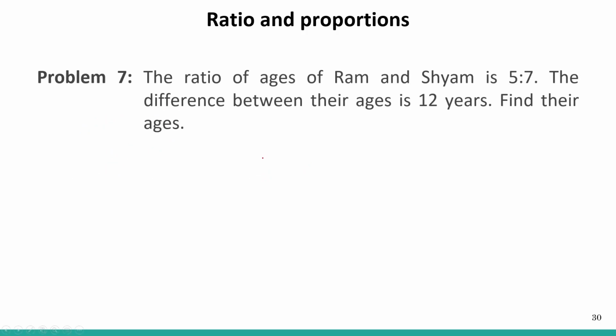So let's see problem number 7. The ratio of ages of Ram and Shyam is 5:7. The difference between their ages is 12 years. So let the age of Shyam be X. Age of Shyam is X, and age of Ram be what? X plus 12, because their difference is 12 years.